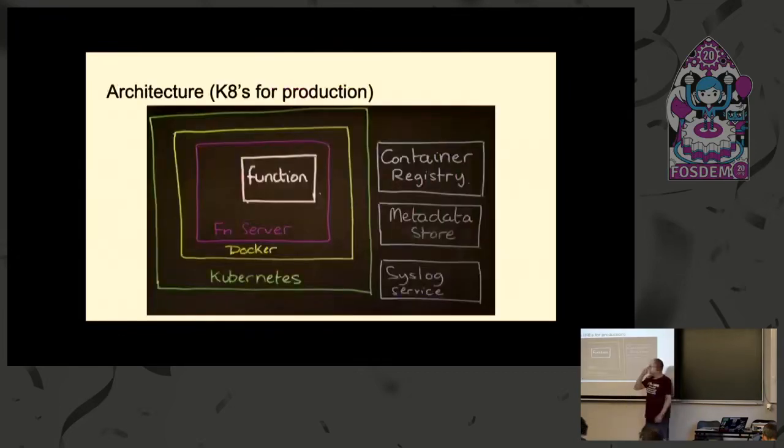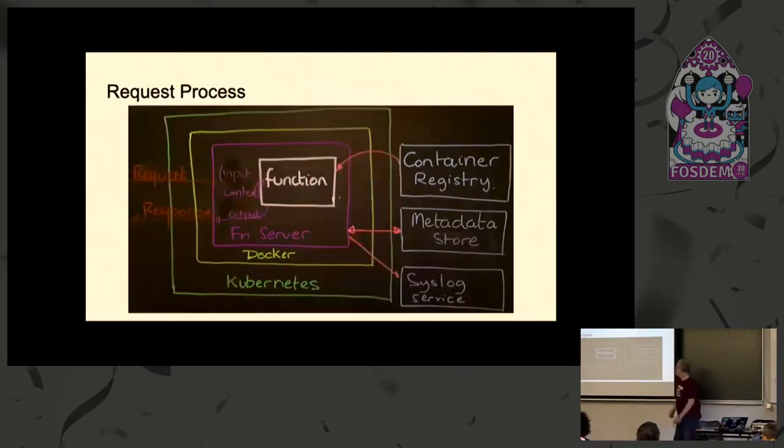And the actual full architecture for deployment, we'd have Kubernetes. On my laptop, I only ever run Docker. Docker, FN server, function, we've got a container registry, a metadata store which holds things like the endpoints, and a syslog service for errors. Okay, I'm going to need to go quicker.